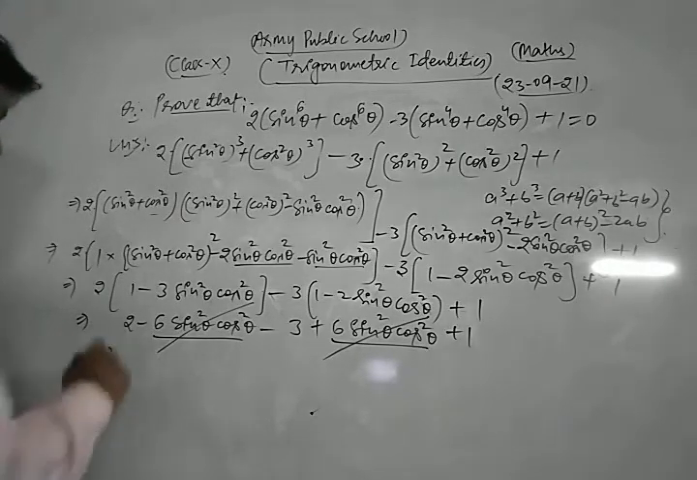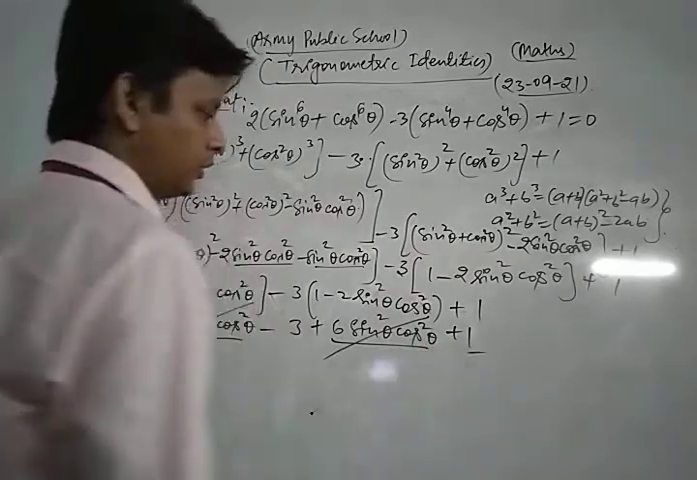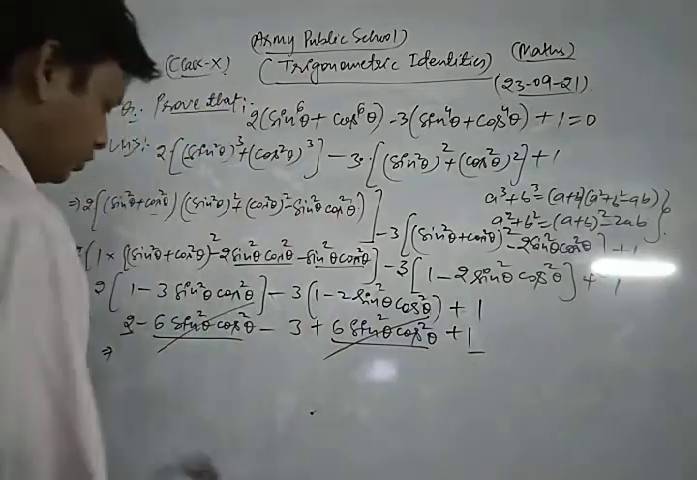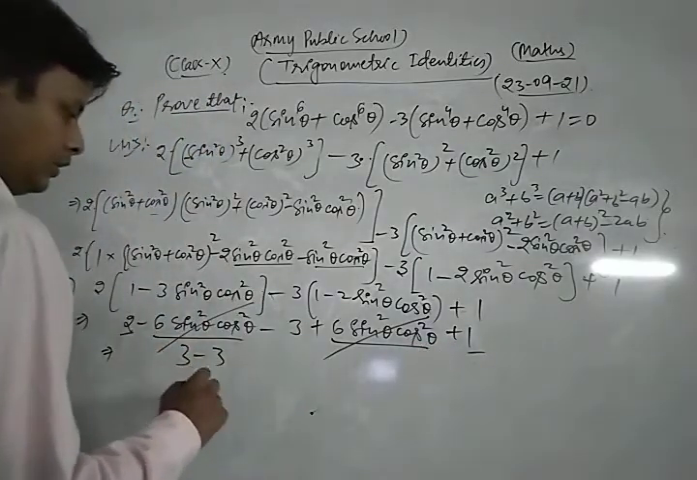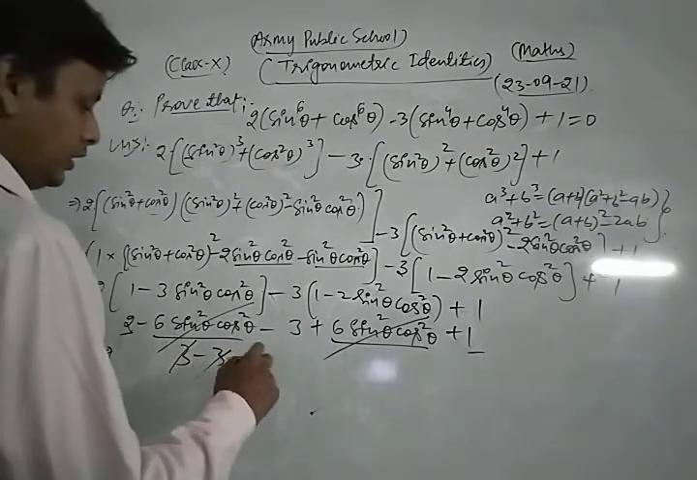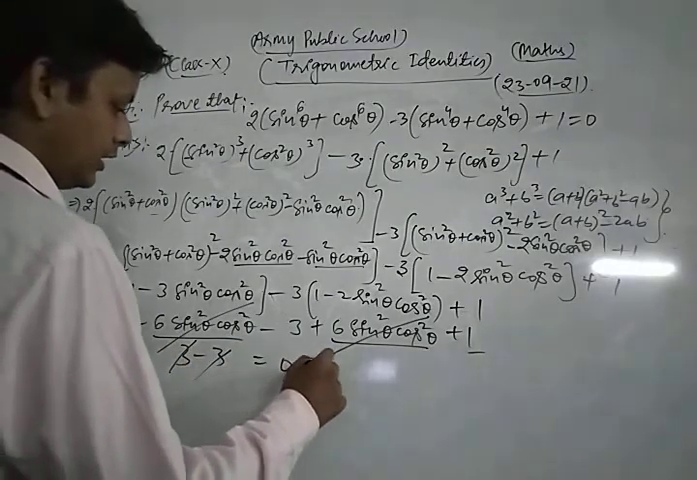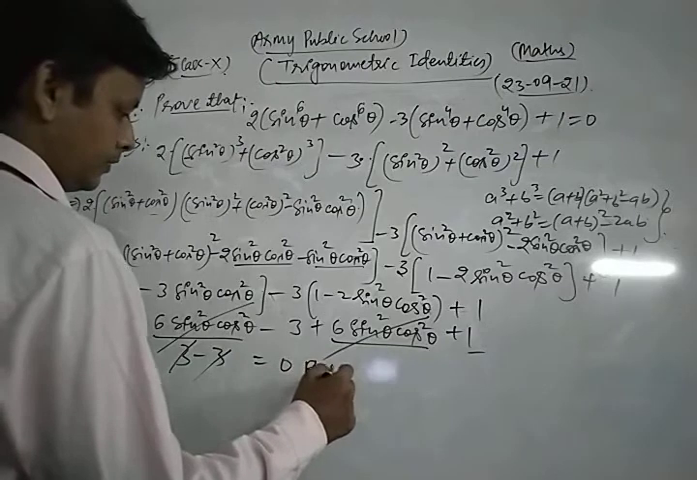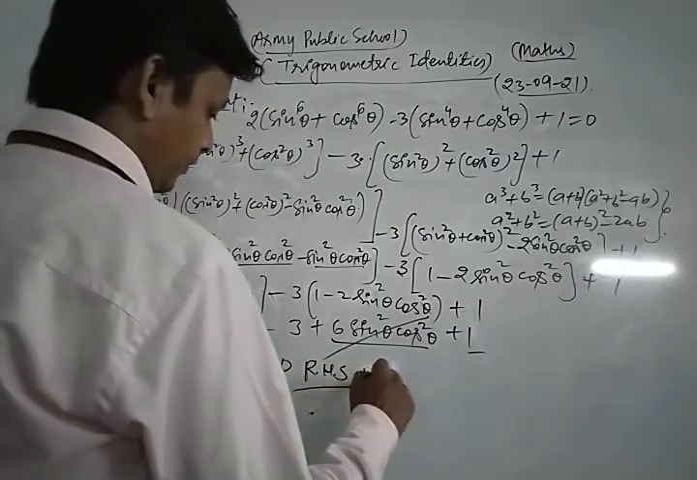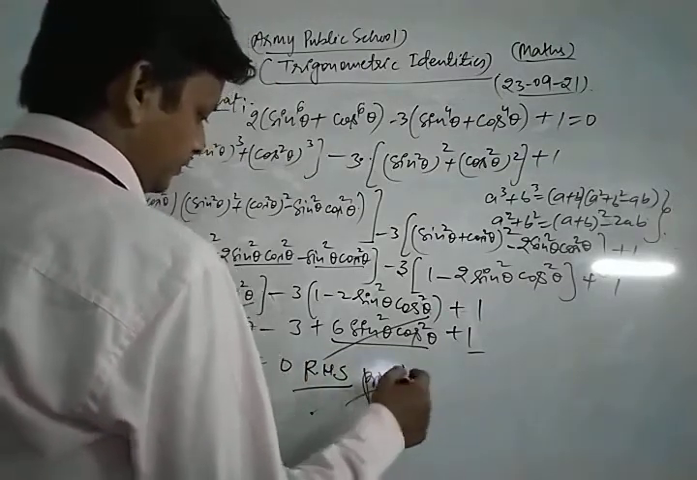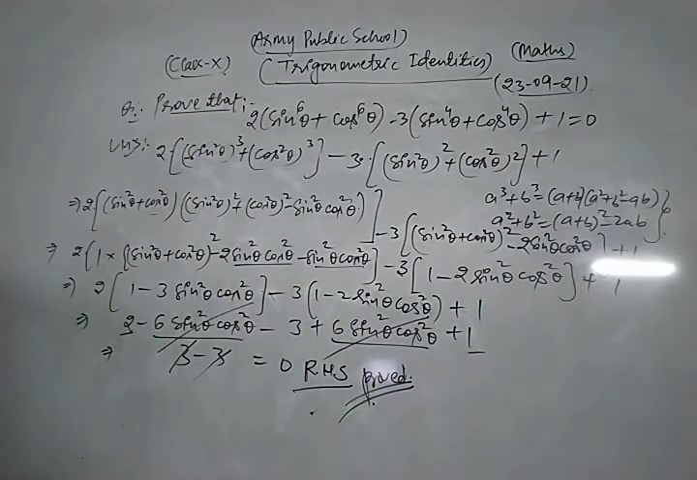Now look, this is 2 and plus 1, that is 3. So 3 and minus 3 cancel each other, so we get 0. This is our right hand side, RHS, hence proved.